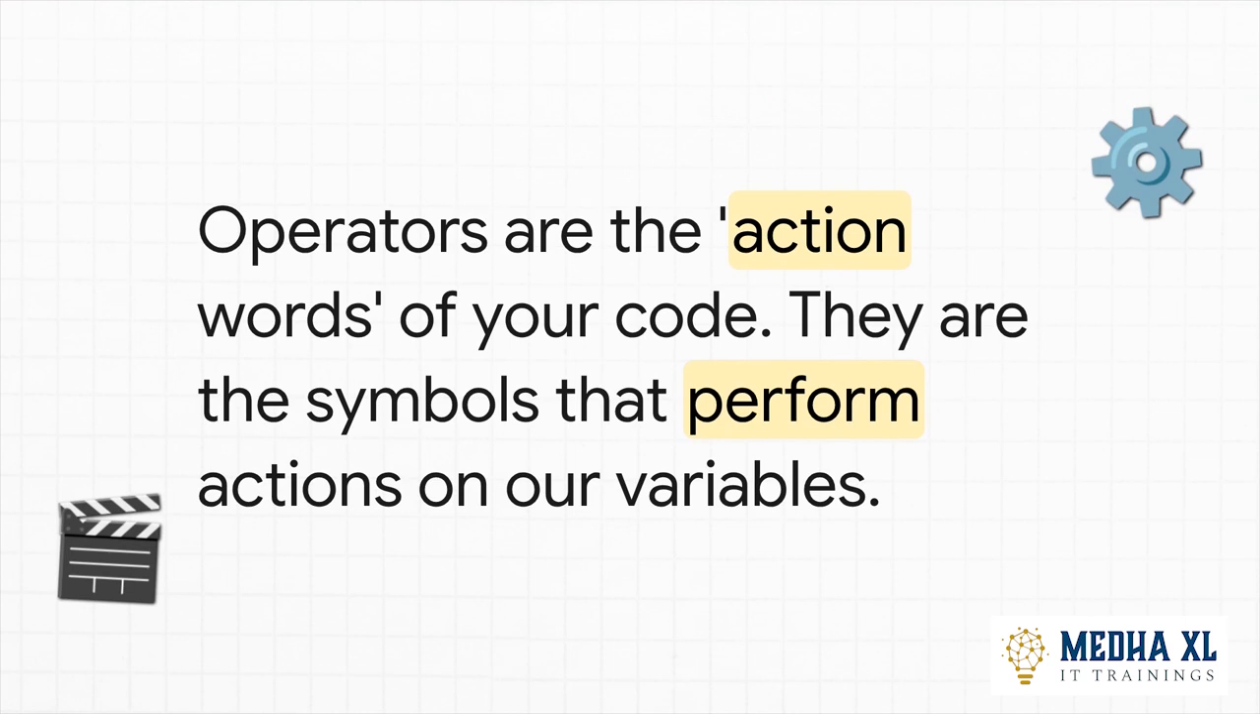Here's the best way to frame this. If our variables are the nouns in our code, the things, the data itself, then operators are the verbs. They're the action words. These are the symbols that actually perform actions on our variables. Operators are what make our programs come alive and actually do useful stuff.